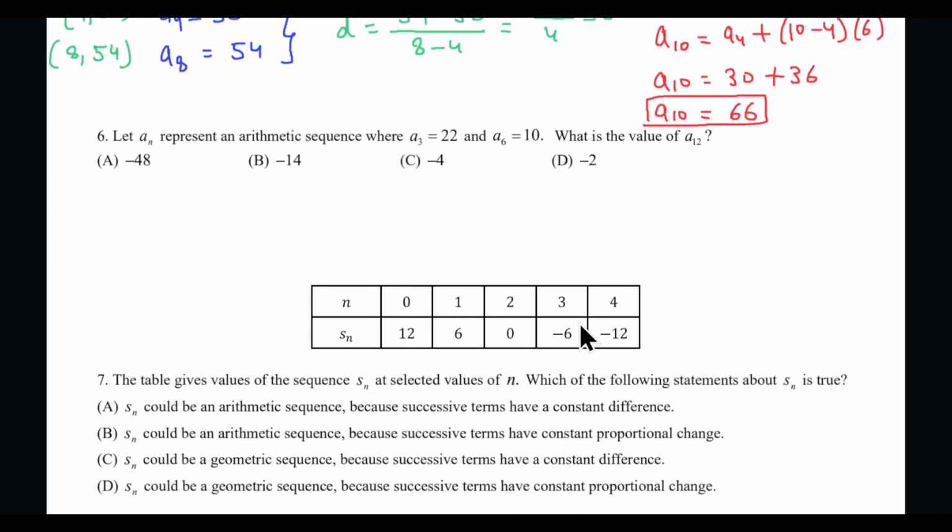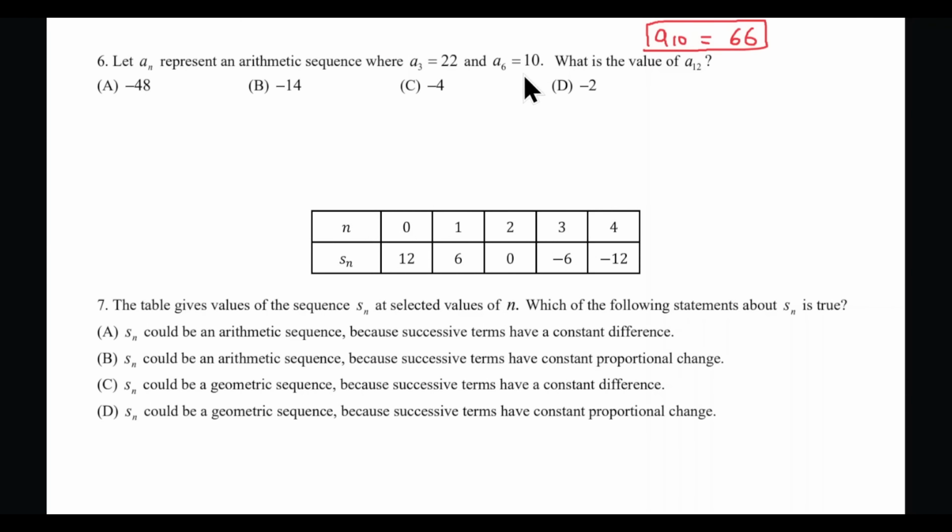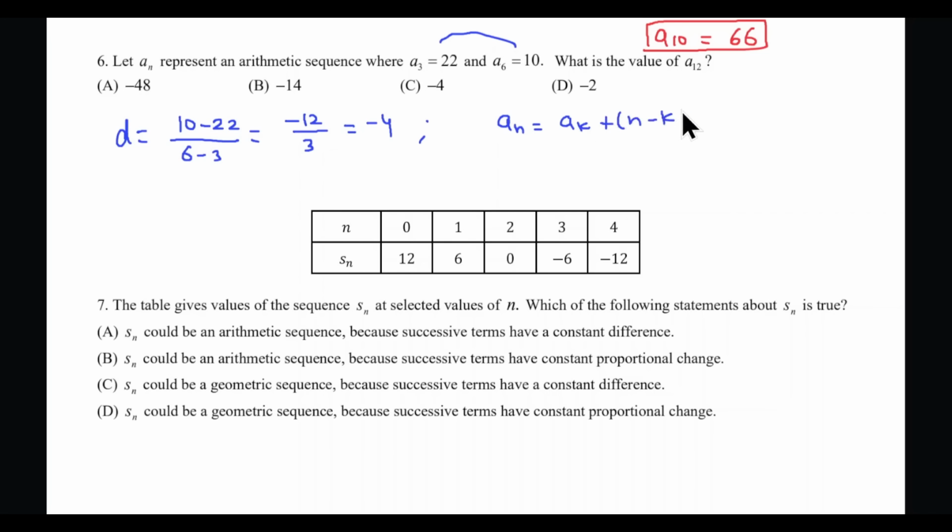Okay. Let A_n represent an arithmetic sequence where this happens, and find the value of A12. Isn't that literally the same type of question? So I'm going to find the common difference over here, which is (10 minus 22) over (6 minus 3), which is negative 12 over 3, which is negative 4. And A12 in that case, I'm just using the general term: A_n is equal to A_k plus (n minus k) times d.